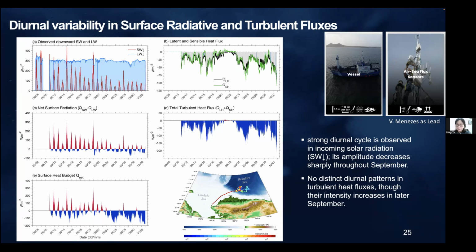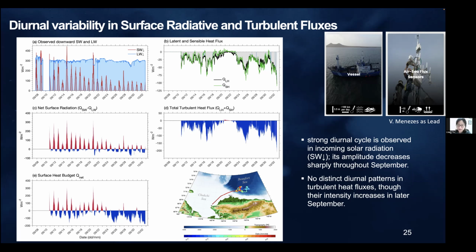Meanwhile, there's the downward long wave radiation, with the blue color background, which shows no clear diurnal signal. Pretty stable. For the long wave radiation, there's no apparent diurnal variability. The only change is in the magnitude of the latent heat flux. They're negative because that shows the ocean loses heat to the atmosphere.